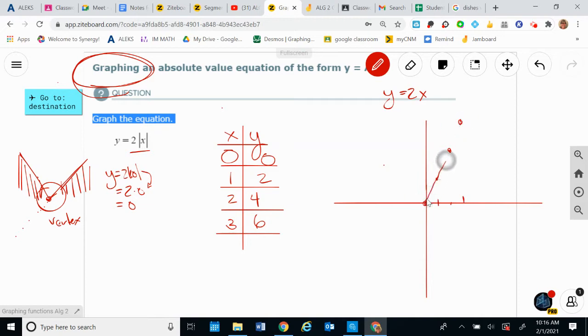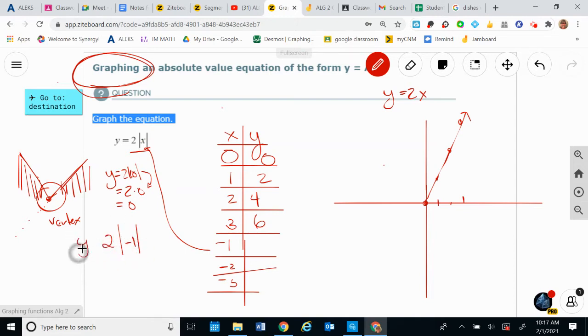But look, you've only got one side of this V. You have to know that an absolute value is a V, so we need to go into the negative zone. Okay, -1, -2, -3. Let's plug in a -1. So you go y is equal to 2 times the absolute value of -1. What's the absolute value of negative 1? 1. 2 times 1, 2. Absolute value of negative 2 is 2, 2 times 2, 4. Absolute value of negative 3 is 3, 3 times 2, 6. So you can see that it's just a reflection.